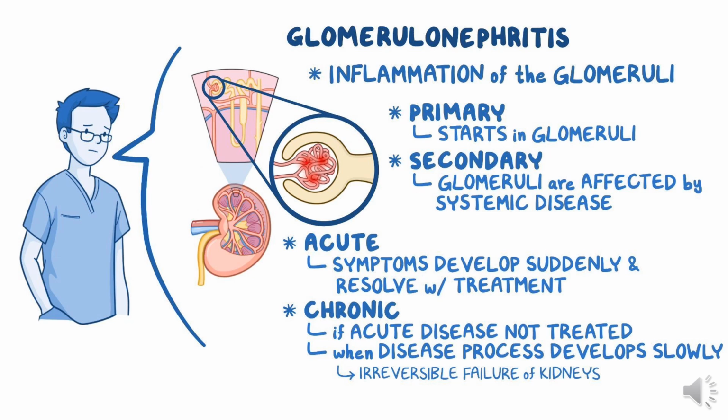There is a primary or secondary cause. Primary starts in the glomeruli, or secondary, where glomeruli are affected by systemic disease, like SLE or systemic lupus erythematosus, and IgA nephropathy, and other diseases. Acute symptoms develop suddenly and resolve with treatment, while chronic glomerulonephritis, if acute disease is not treated, develops slowly and causes irreversible damage to the kidney.